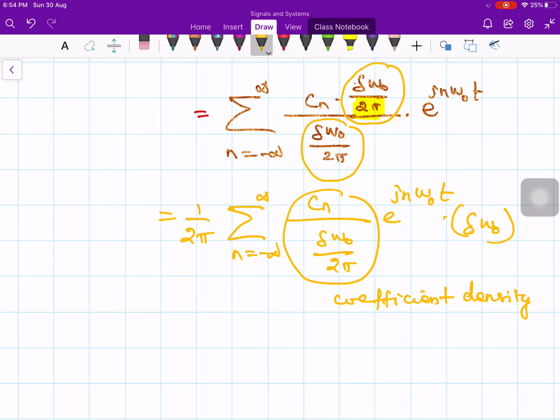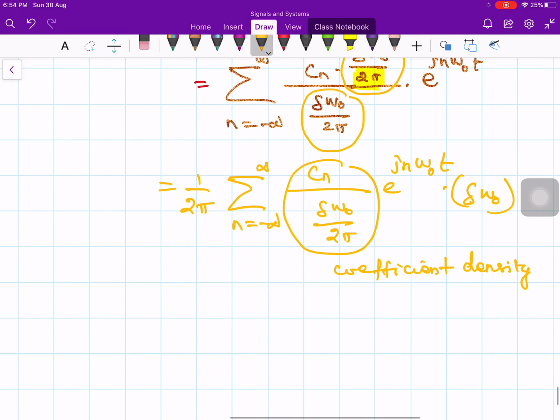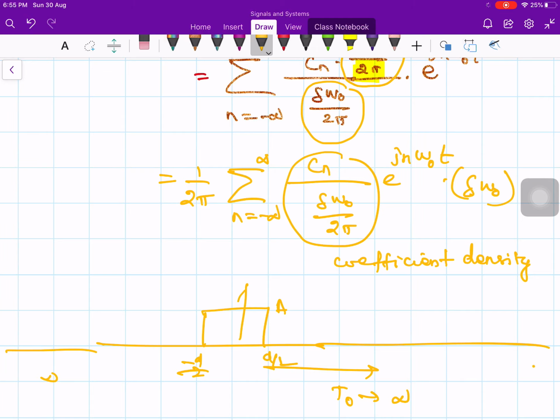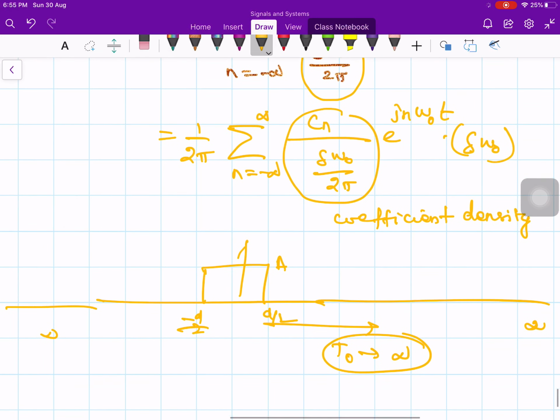Now let us see what happens when you have an aperiodic function. In the aperiodic function we still take the same pulse, with the same amplitude A, from minus d by 2 to plus d by 2. But there is no other pulse from minus infinity to plus infinity, therefore the period T naught goes to infinity. So what is the consequence of this?